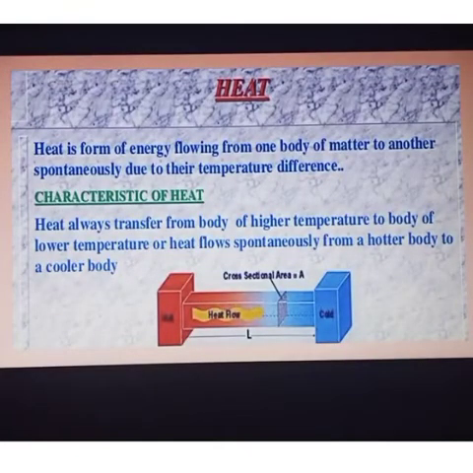So, very first of all, heat. Heat is a form of energy flowing from one body of matter to another spontaneously due to their temperature difference. That means here they are saying that heat is a form of energy. It will flow from one body to another one. Okay, why? Because of their temperature difference. Cleared? Okay. Then characteristics of heat.